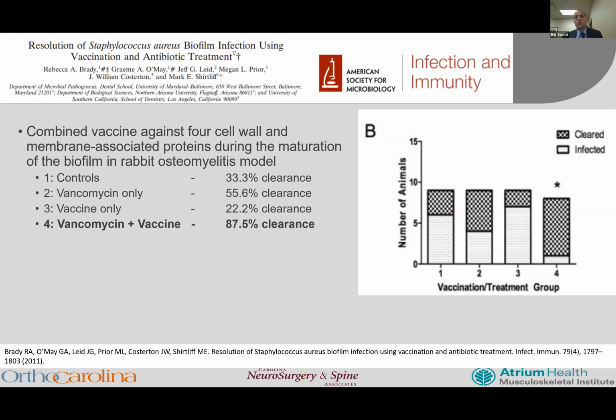Finally, another one that we will discuss is vaccination. Essentially triggering the immune system to recognize the biofilm components which it might otherwise not recognize. When a quadrivalent vaccine against 4 different biofilm targets is combined with vancomycin in a rabbit osteomyelitis model, we do see impressive clearance as compared to vancomycin alone or compared to controls.